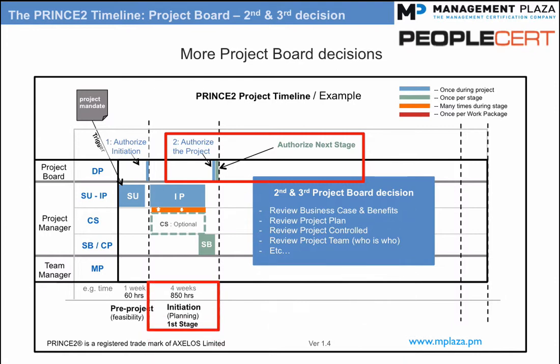Timing. The initiation stage is where most of the initiating a project process activities are done. It is longer than the SU process and usually not as long as a normal stage, but again, this depends on the type of project. It could be much longer. In the example above, the initiation stage is 4 weeks, while the next stage is 8 weeks.